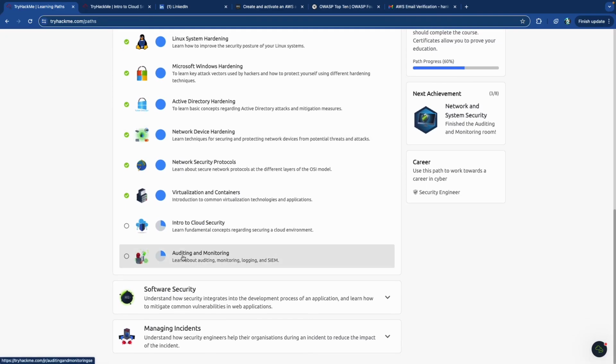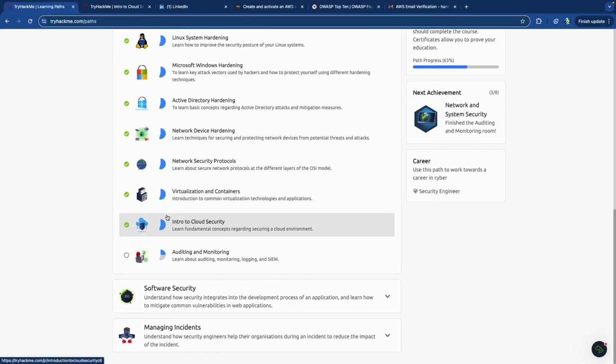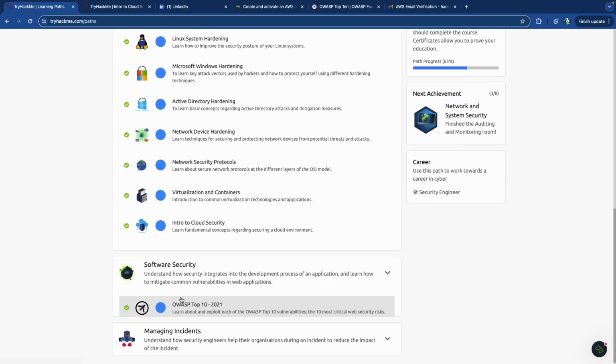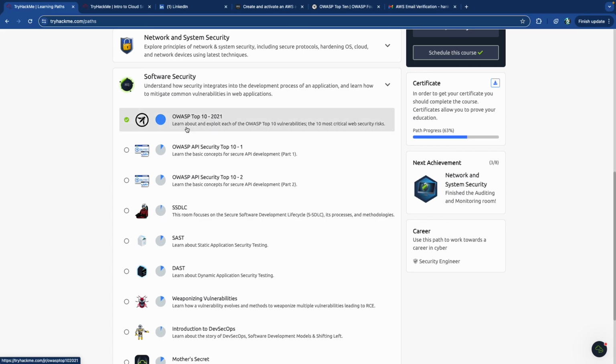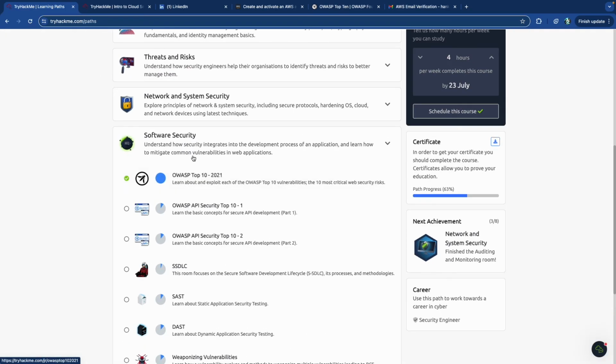So the next thing that we're going to be doing is the auditing and monitoring room, which is going to be the very last piece of the network and system security module. And then we're going to go into software security. And it is going to be OWASP Top 10 as the very first room that we're going to do there.